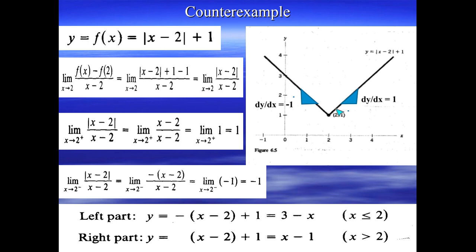What is the problem? The problem is that at that very point, its derivative doesn't exist. And let's show it algebraically. So what is the derivative of this function at that point? It is the limit, when x goes to 2, of f of x minus f of 2 over x minus 2.